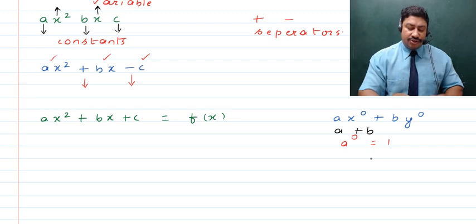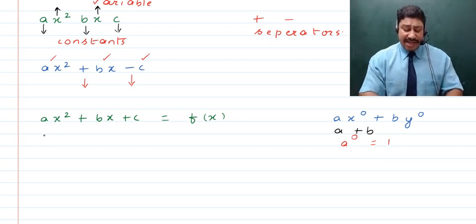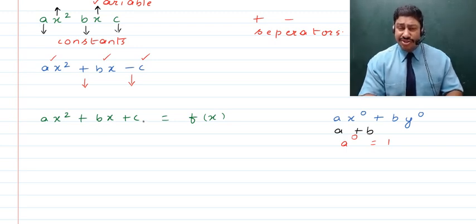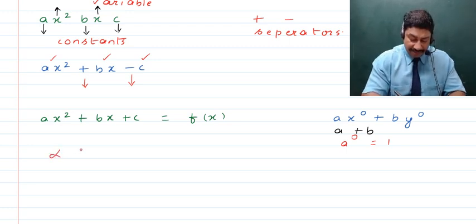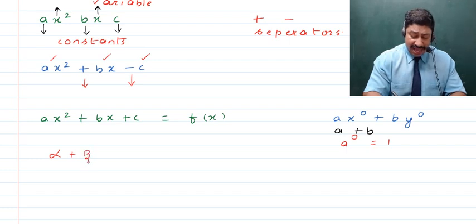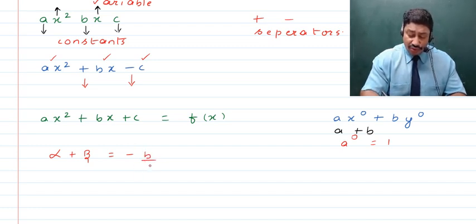Okay, so if you have an algebraic expression which is quadratic, that means the power of the variable is 2, then we can find out the zeros by considering the zeros to be, say, some alpha and beta. Now the sum of these zeros, alpha plus beta, is equal to minus the coefficient of the linear term divided by the coefficient of the quadratic term.